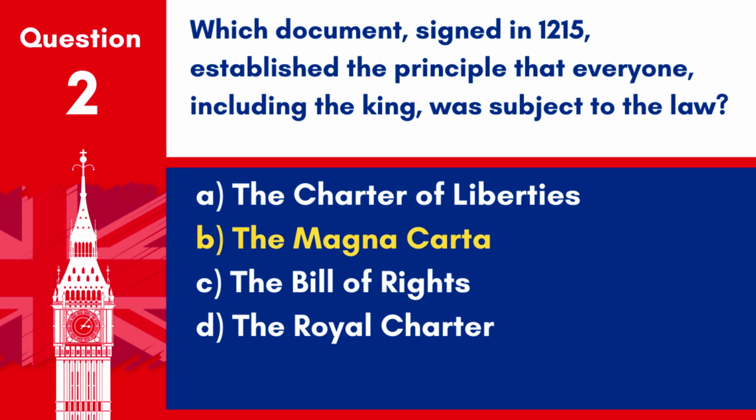Answer. B. The Magna Carta. Signed in 1215, the Magna Carta was crucial in limiting the powers of the king and establishing the principle that everyone is subject to the law.